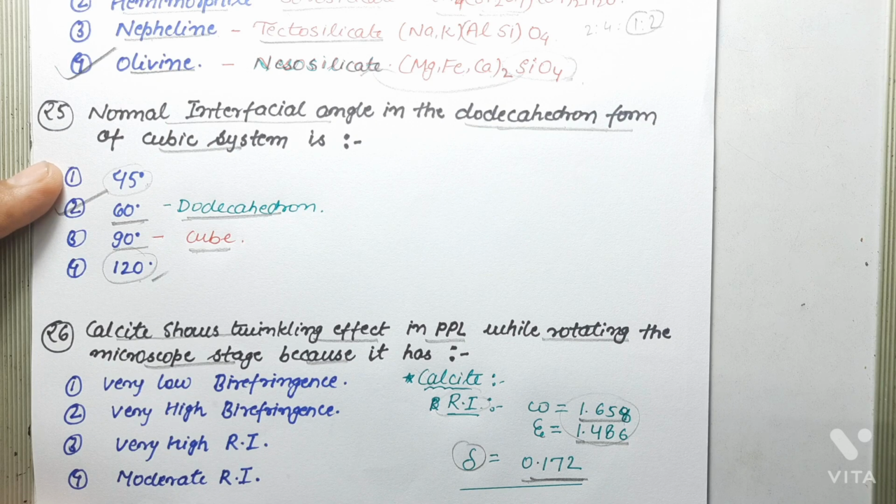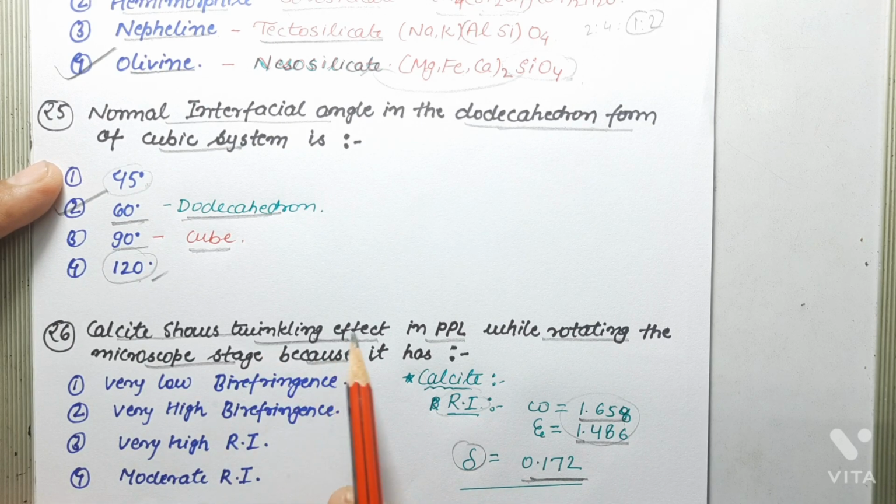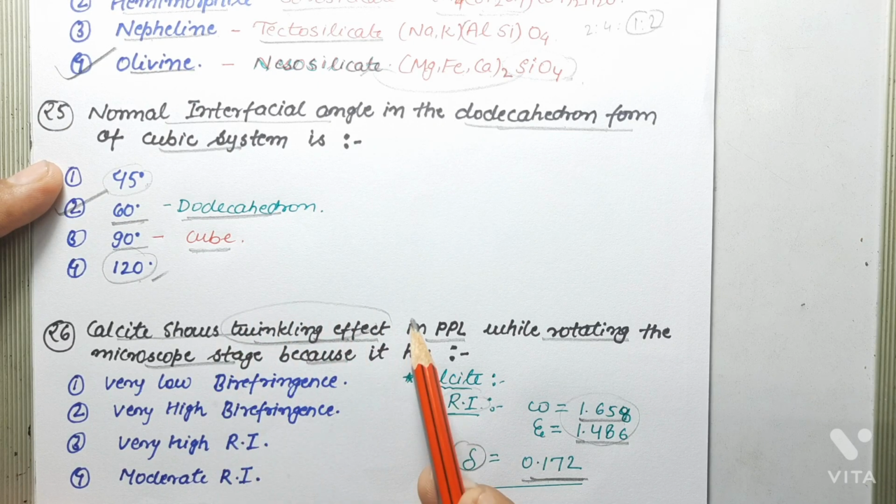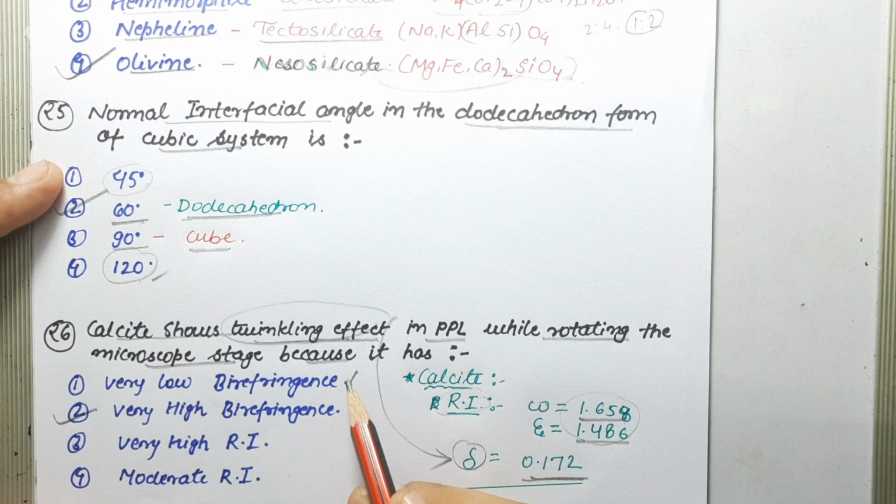changes relief. Because of this relief changing, that effect occurs, and that is known as twinkling effect, and this twinkling effect is because of very high birefringence. So clearly the correct answer of this question is very high birefringence. It is not because calcite has very high refringence, and very high refractive index is also not an appropriate answer. The correct answer is very high birefringence.